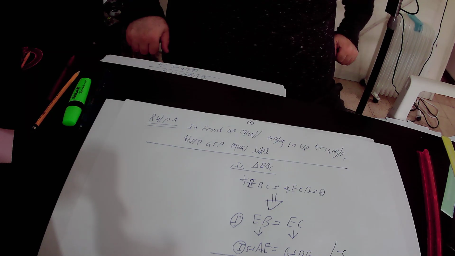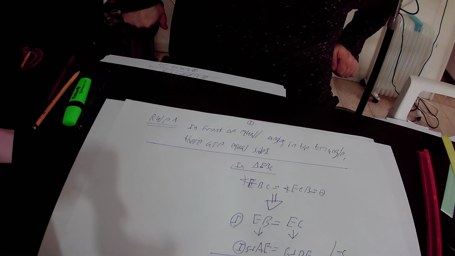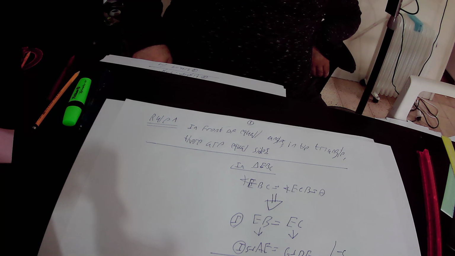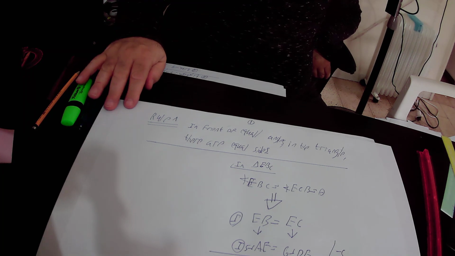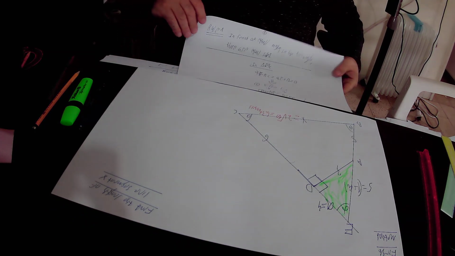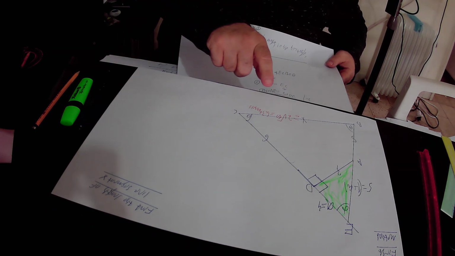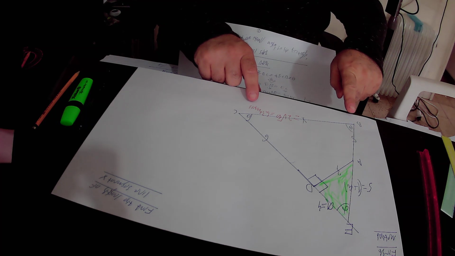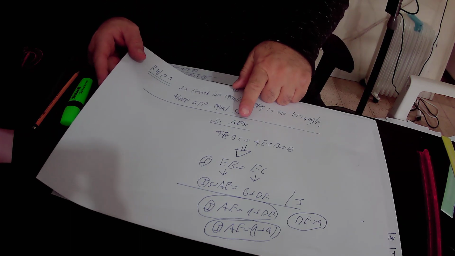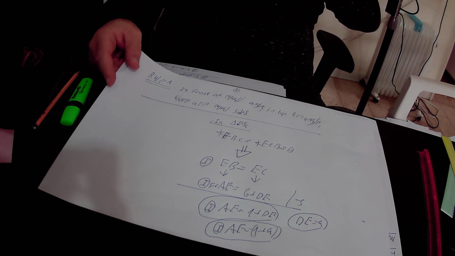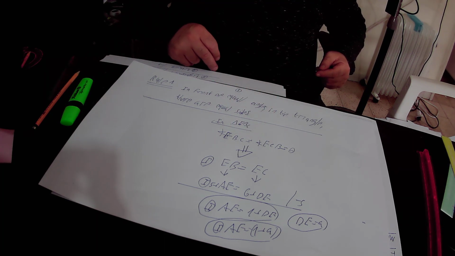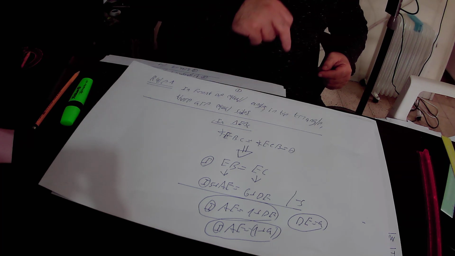According to rule number 1, in front of equal angles in the triangle, there are equal sides. So if we focus on the triangle EBC, we have two angles that are equal to each other: angle EBC equals angle ECB equals theta. Therefore, according to rule number 1, side EB must be equal to side EC.